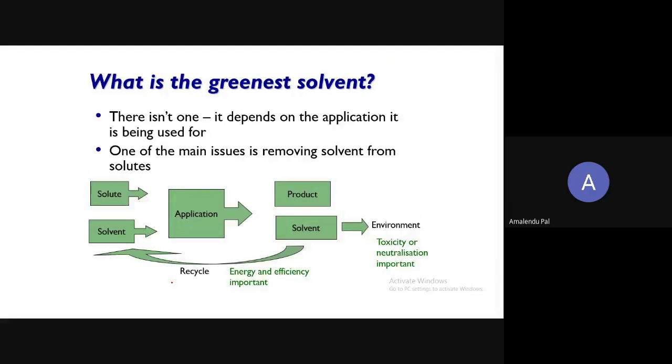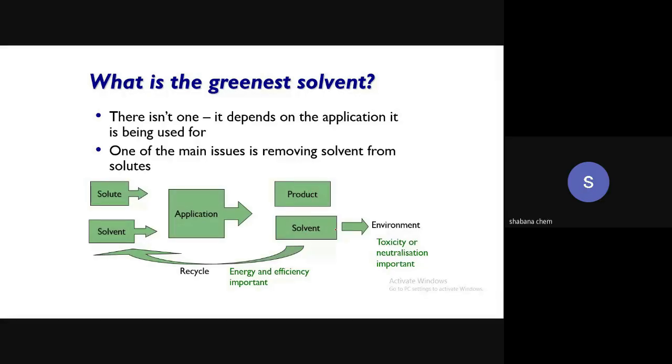Another thing: what is the greenest solvent? It depends on the application it is being used for. One of the main issues is removing the solvent from the solute. What do we do? Mostly, we take solute and solvent, then the application part. In the application part we get the product, and the solvent is the byproduct.